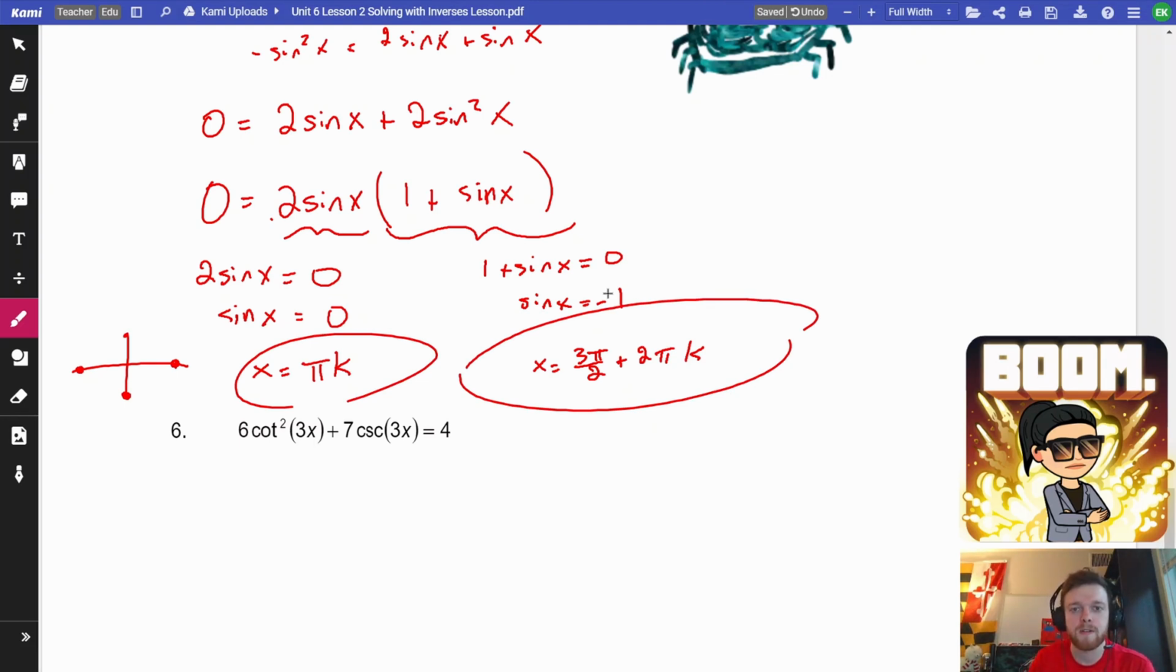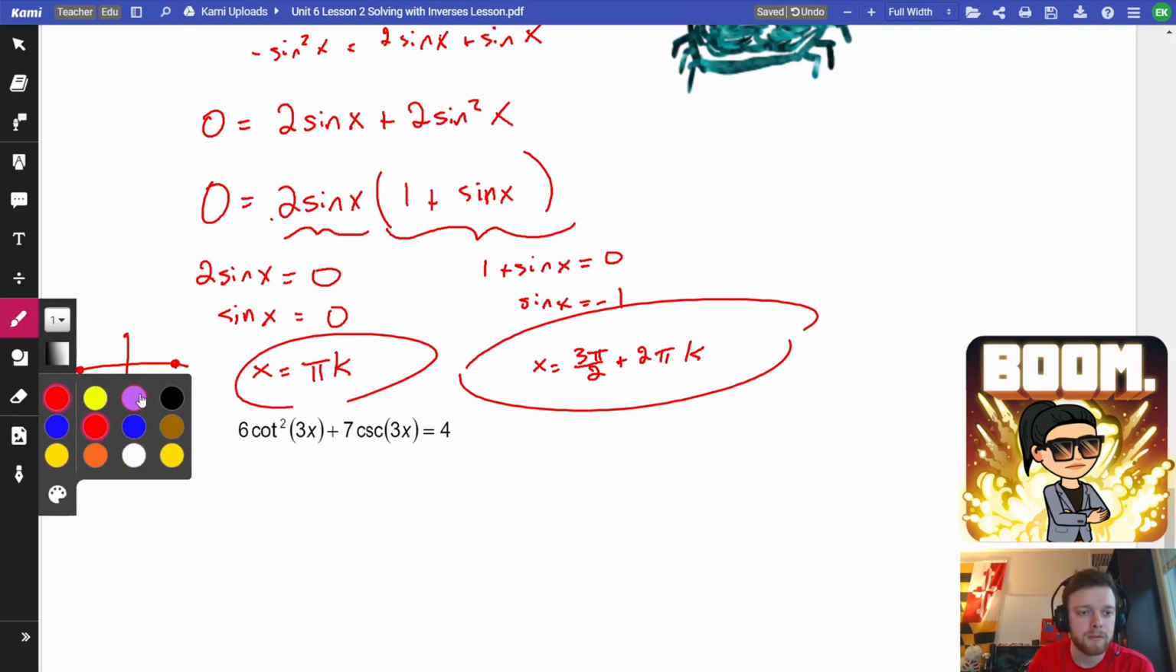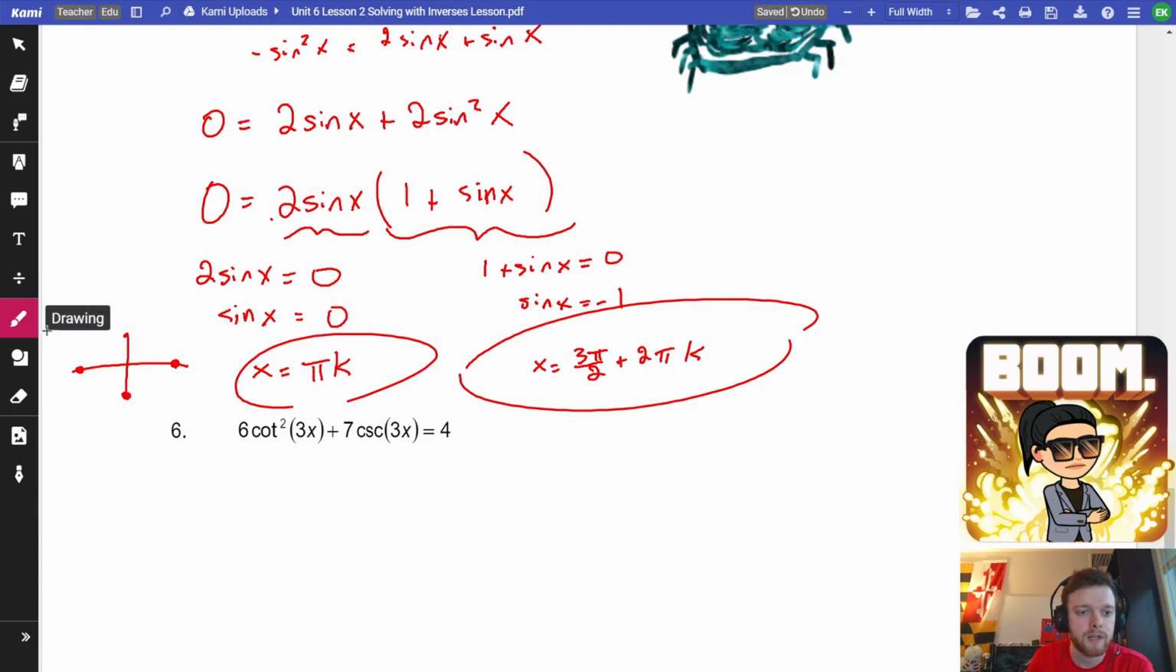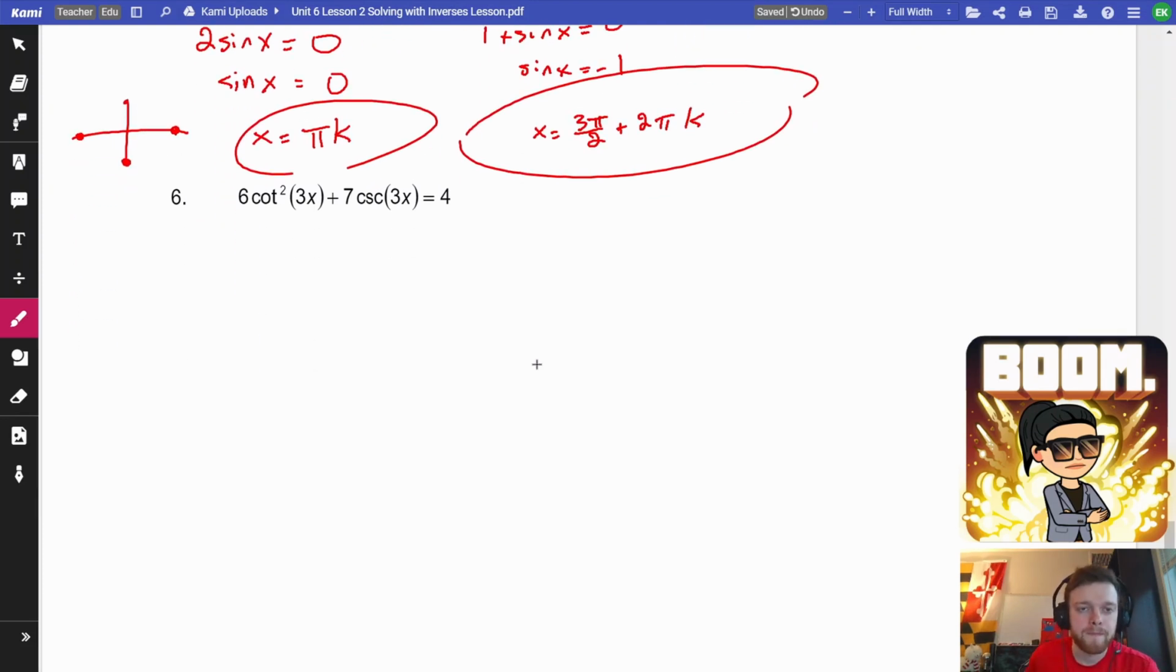All right, cool. We got one left. Let's do it in a new color. Let's do it in purple, purple to close this video out. We solved some basic stuff. We solved some stuff with arguments that were not just x, and we have that happening here. We can deal with it. We know what to do. We just set it equal to the place on the unit circle, and then continue on from there. So we're going to have to divide by 3.